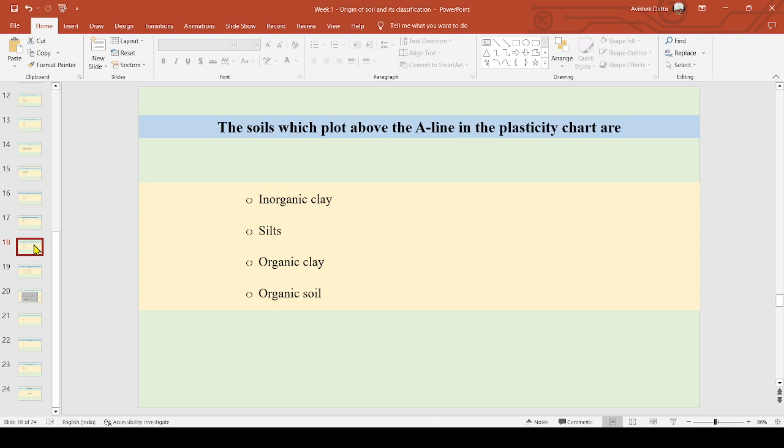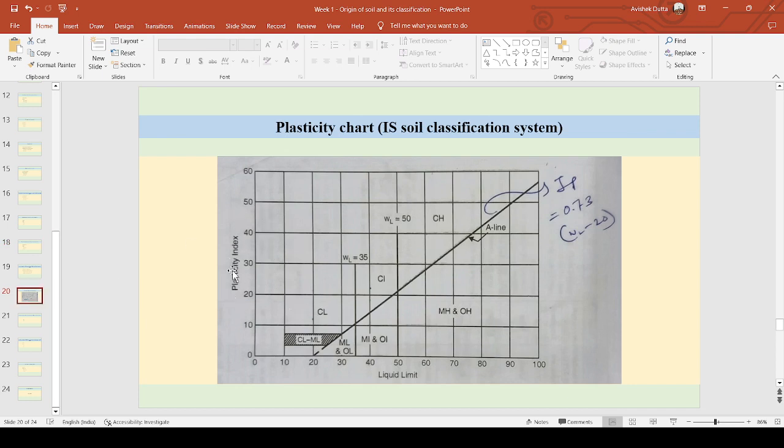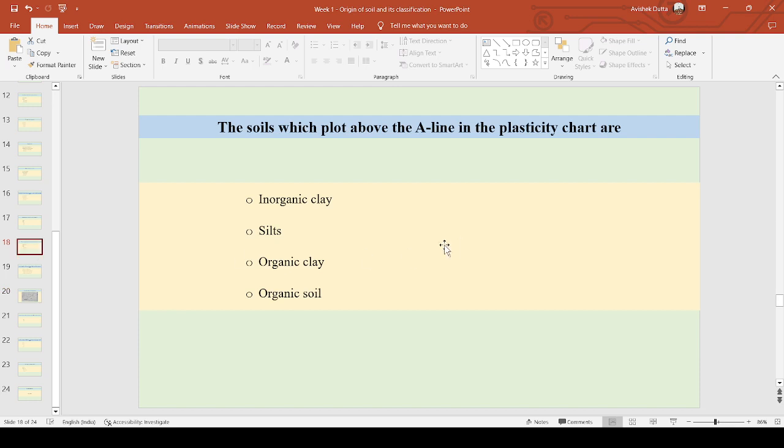The soils which plot above the A line in the plasticity chart are. Do you know what is the plasticity chart? Anyone? Okay, I'll come to the plasticity chart later. I have given the diagram of plasticity chart here. As of now, just write down the question. It is this chart. It has plasticity index on the y-axis and liquid limit on the x-axis. This is the A line. Which plot above the A line? What is the generalized classification of those types of soils?